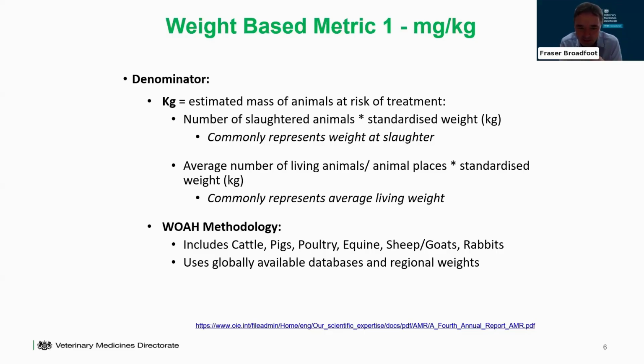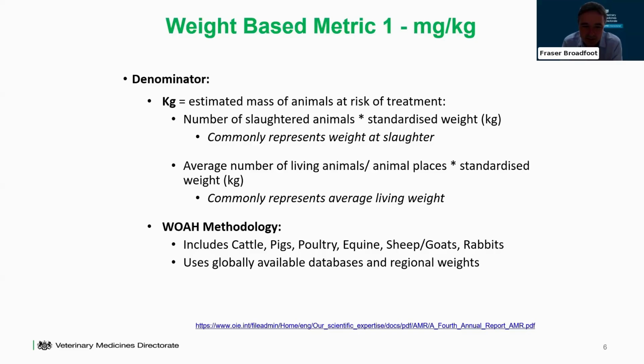For other sectors, it's also important to look at the average number of living animals, which is also called an animal place. For example, in dairy cows, it's more important to consider how many living animals there are. So if you have a farm that on average has 100 dairy cows, that's said to be 100 animal places, or you just say on average there are 100 dairy cows on that farm, and then you could multiply that by another standardized weight, which commonly represents the average living weight. So whether you use slaughtered animals or living animals does depend on the particular sector.